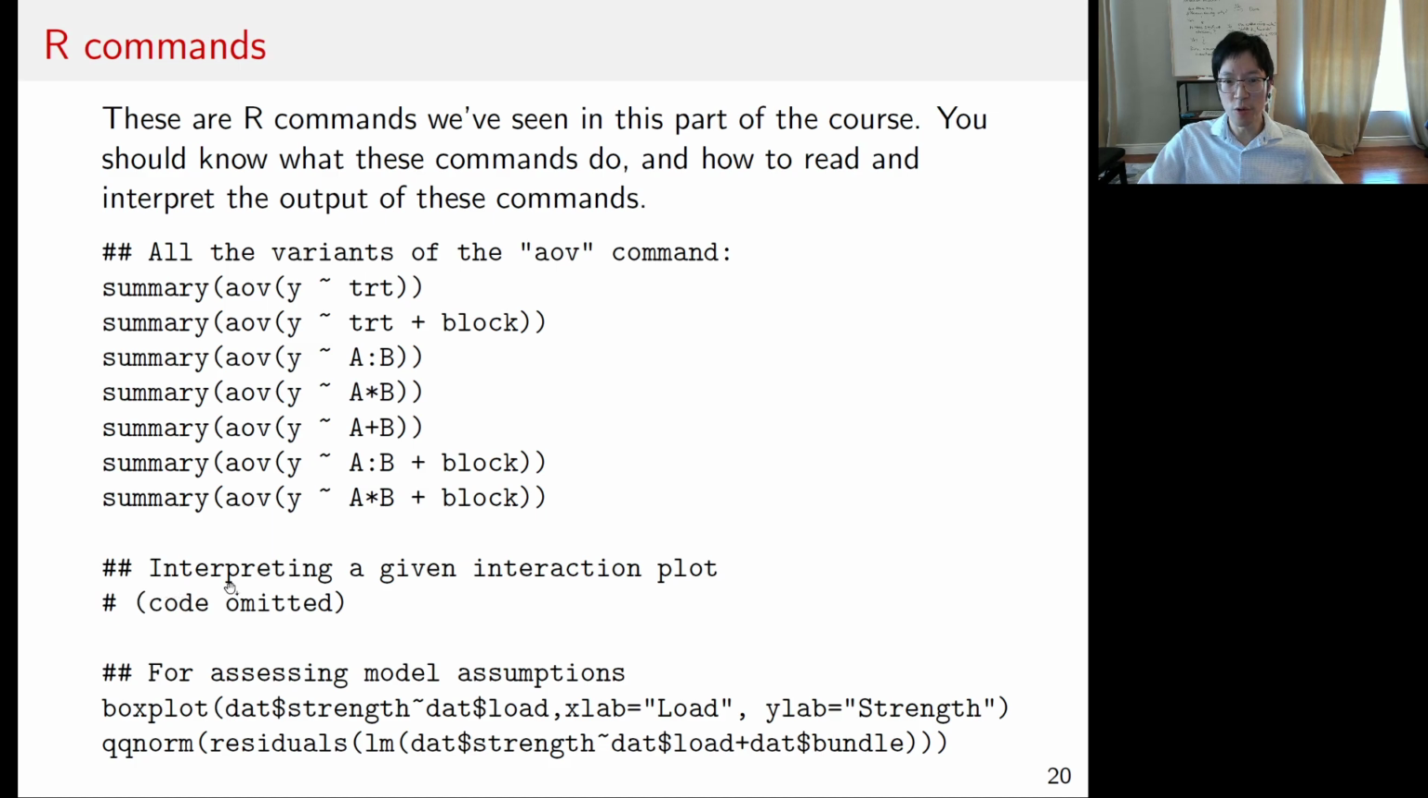We also showed code for how to make interaction plots and how to interpret them. And finally, we also had code for assessing model assumptions. So in the CRD case, we could do that using a box plot. And then in the RBD case, we looked at using a QQ plot of the residuals.